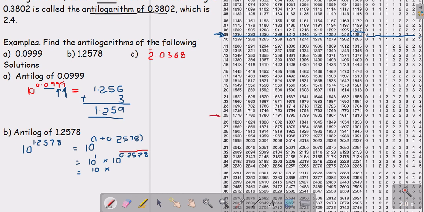We look for 0.25 on our tables, it is here. The value lies on the 7th column. So the 7th column, we have the 0 column, 1st, 2nd, 3rd, 4th, 5th, 6th, and then this is the 7th. The digits which are there, we have 1, then 8.